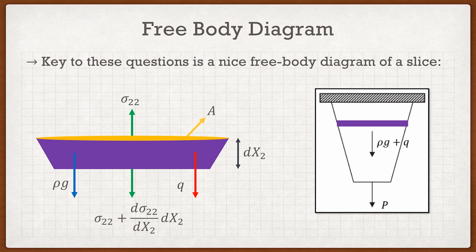So what I'm going to do is say that at the top of the slice, the area is simply equal to A. And at the bottom of the slice, the area is going to be A plus the change in area with respect to x multiplied by that thickness dx. And this right here is our complete free body diagram. And from here, we can derive our differential equation. So let's go into that.